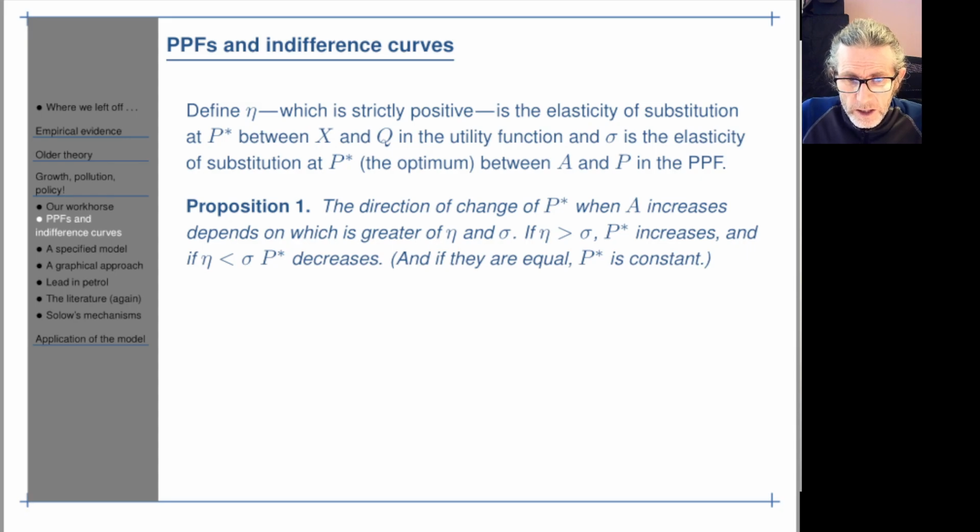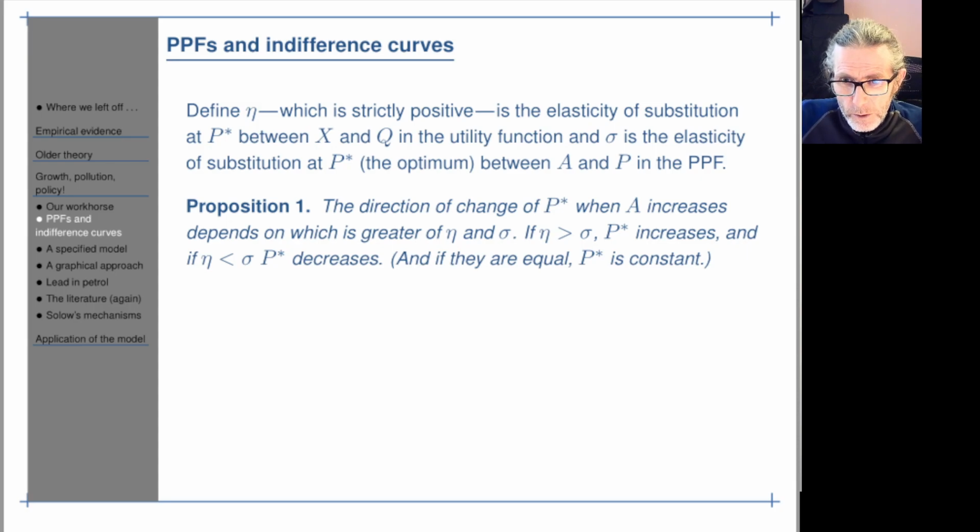The second one, sigma, is the elasticity of substitution at P star between A and P, where A is productivity and P is polluting emissions. Sorry, I'm just going to pause here. I got momentarily confused by my own notation. So A is the aggregate input. It's the labor capital aggregate. So this is the elasticity of substitution between aggregate inputs, A, and pollution, P.